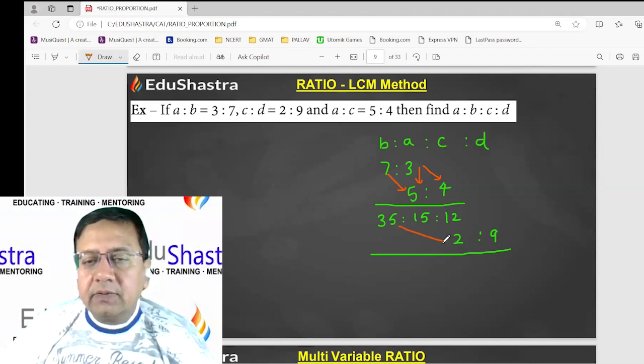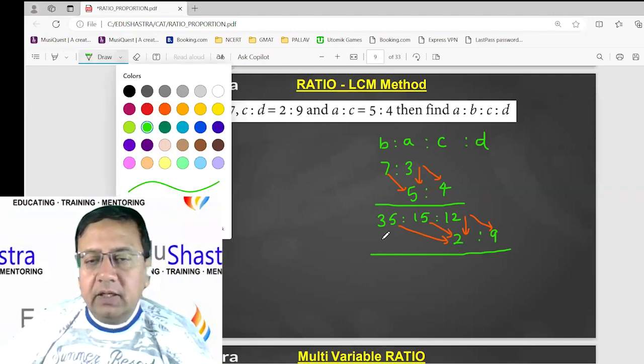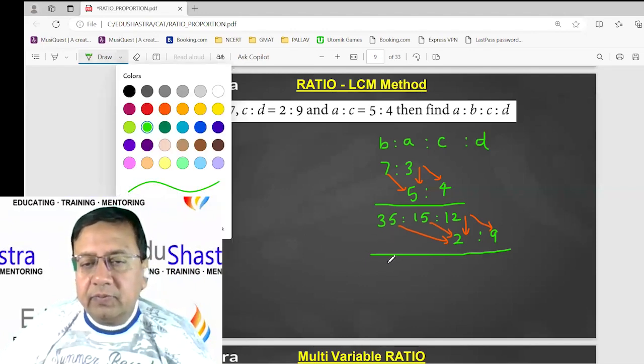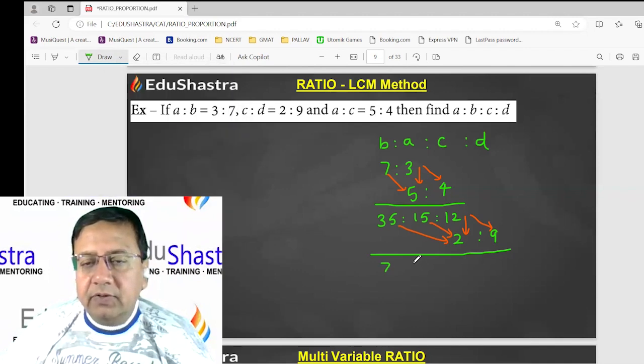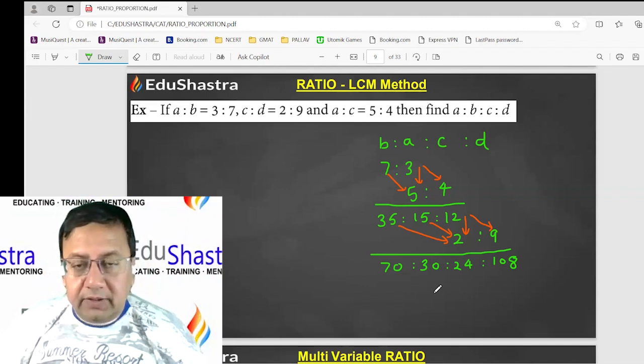Multiply this, this one, and this one. Right? So when you multiply and simplify, 35 into 2 is 70, 15 into 2 is 30, 12 into 2 is 24, right? And 12 into 9 is how much? 108. Done? Now, what is the order of these ratios?